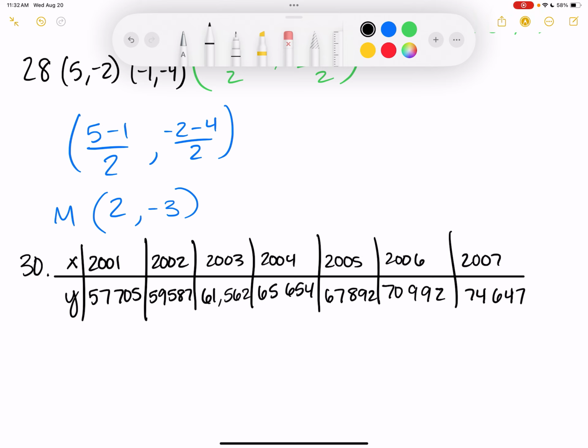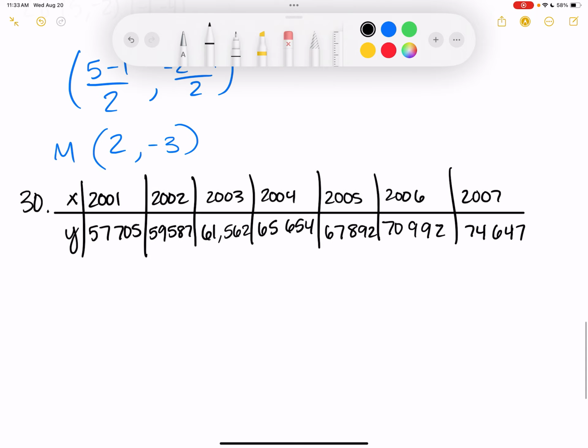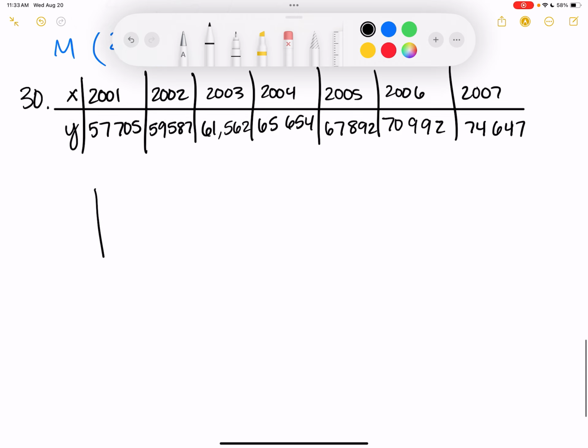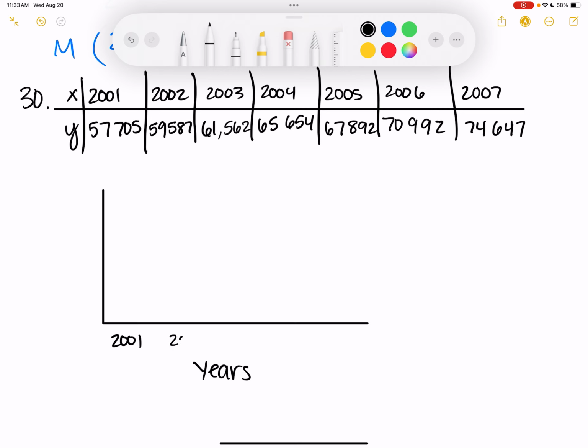All right, so basically we're going to make a little scatter plot. I think we did these last year, maybe just on your calculator, I don't even remember what we did. Anyways, we're just going to set up a little graph here. We're going to have our years down here, from 2001 all the way up to 2007.